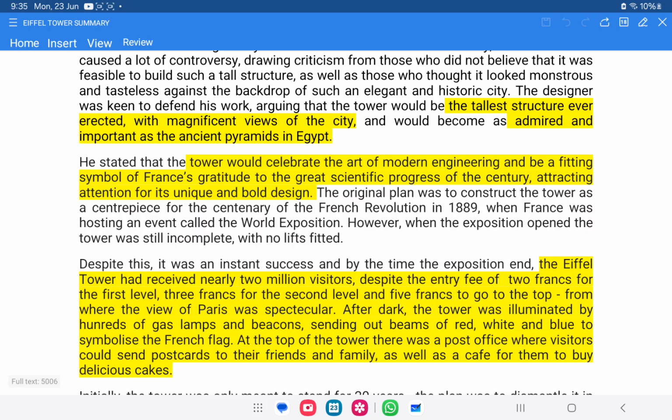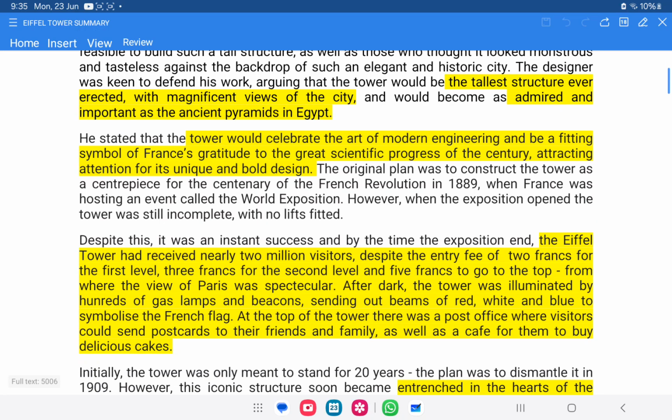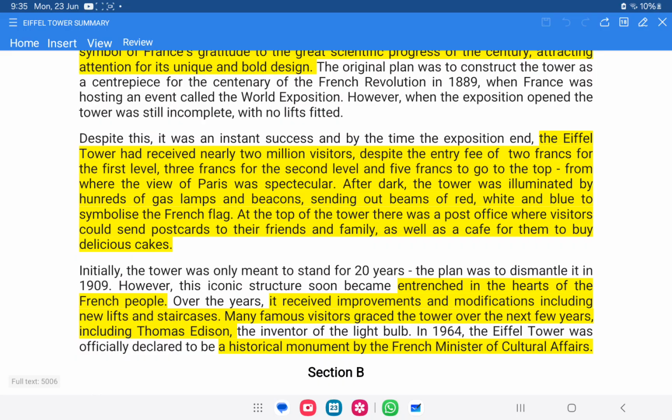Now, many students wrote that the original plan was to construct something. We have nothing to do with the original plan. We are just writing about its attractions today. Why do we have to write anything about the original plan? Nobody asked us. So you have to be relevant to the question. Then see, the Eiffel Tower had received nearly 2 million visitors despite the entry fee.